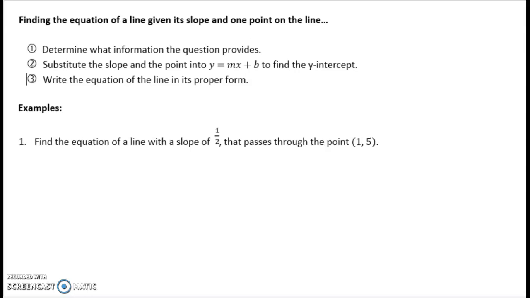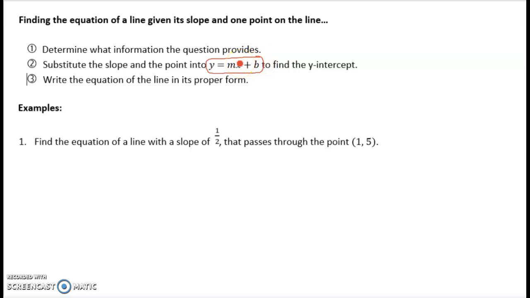Finding the equation of a line given its slope and 1 point on the line. So determine what formula the question provides. Next step is substitute the slope and the point into y equals mx plus b to find the y-intercept. And then part 3 is write the equation of a line in its proper form. So let's do our first example and just remember this.